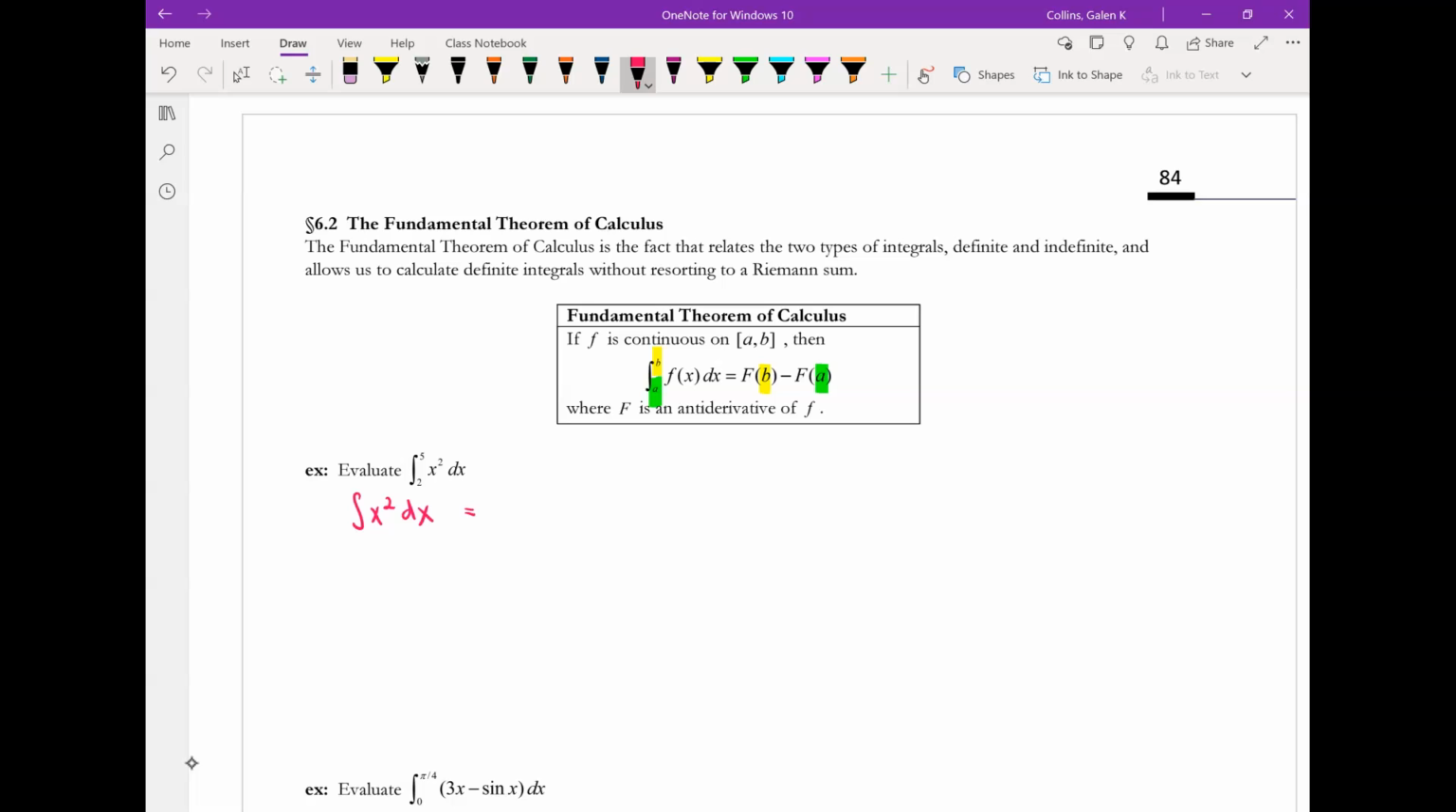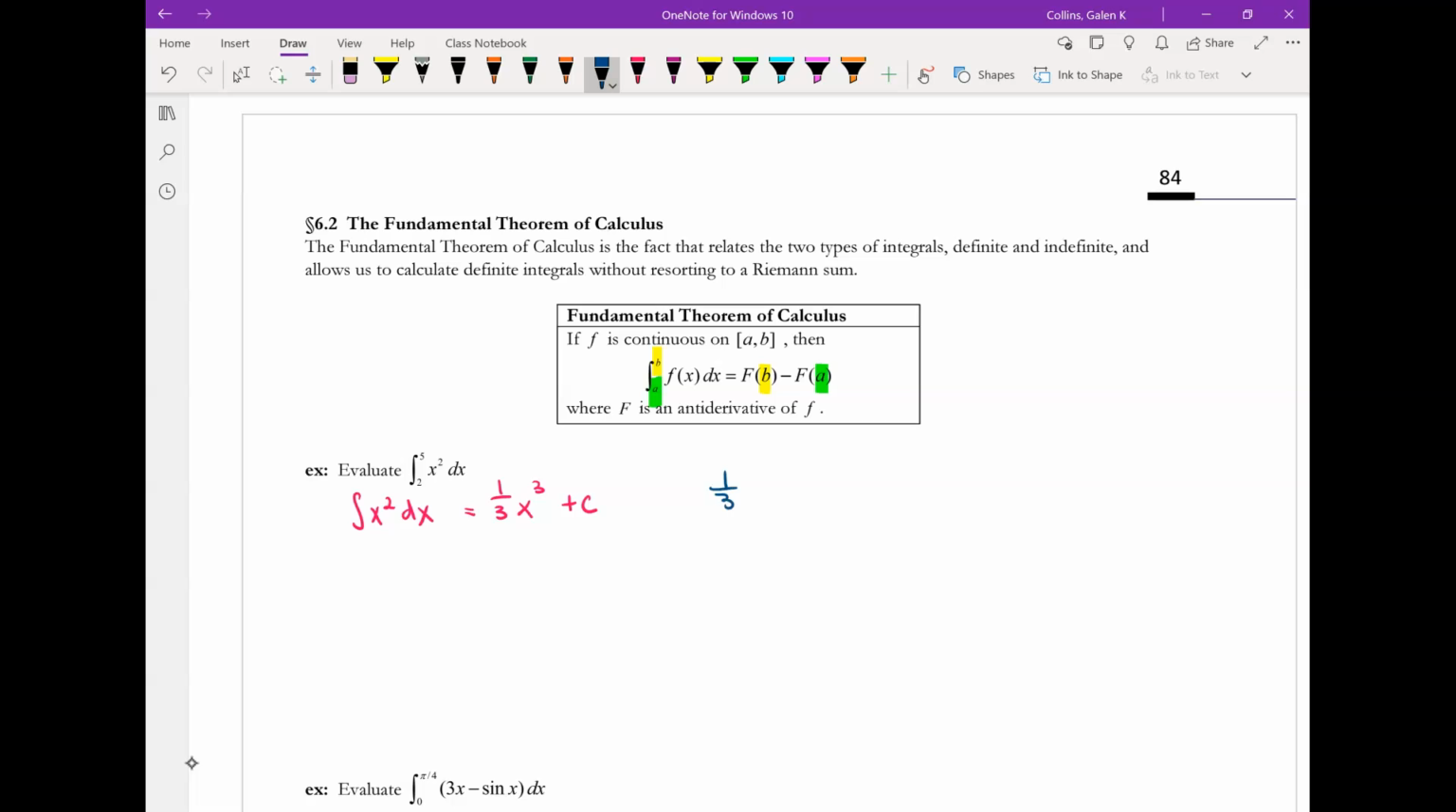I'm going to use the rules from 6.1. So I know I've got to add 1 to my exponent. And then to account for the coefficient, I've got to either divide by 3 or multiply by 1/3. And then we would say plus c, where c represents some constant of integration. So now, since we know that is the antiderivative of x squared, if we wanted to evaluate that from 2 to 5, here's how we could write that.